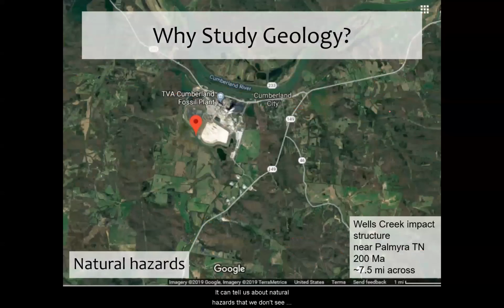It can tell us about natural hazards that we don't see very often, maybe even over human history, but if they did occur, that they would be devastating. So what do we see here? This is a place in Tennessee, Cumberland City. You can see the Cumberland River right here. Got a Cumberland fossil fuel plant, so that's a power plant that's built there. And we see this ring of really low hills at this point right here.